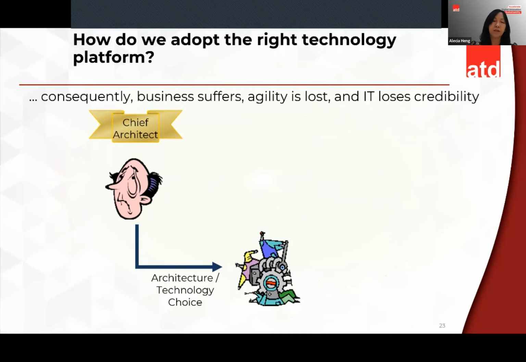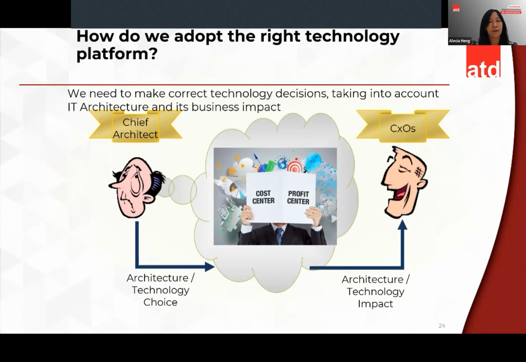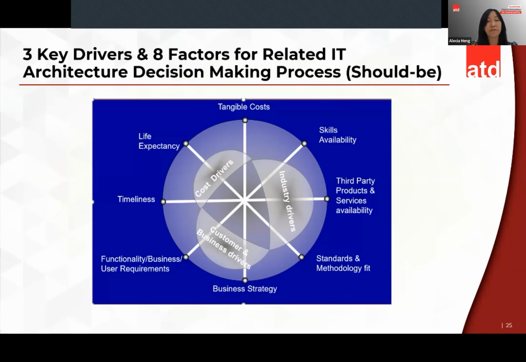So in this unit, we learn how to choose solutions, right? Based on several factors. We look at industry drivers, the customer business driver, as well as the cost driver. So that we can choose a solution that aligns to the business.